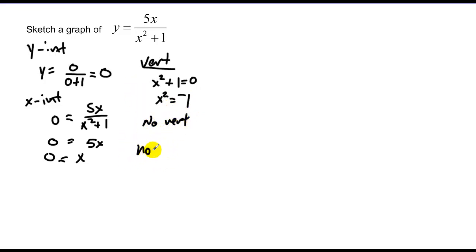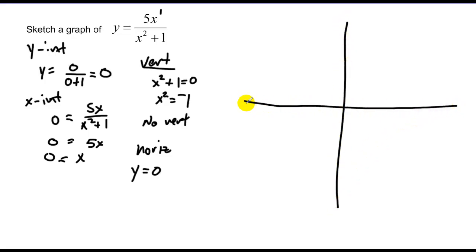My horizontal, I look at my degrees, and once again I have a degree on top that's less than the degree on the bottom, therefore y's got to equal 0. So we go ahead, sketch out what we've got. I know this goes through the origin. I know I have a horizontal at y equals 0, and we just got done saying that's okay, because that horizontal is only going to describe end behavior.